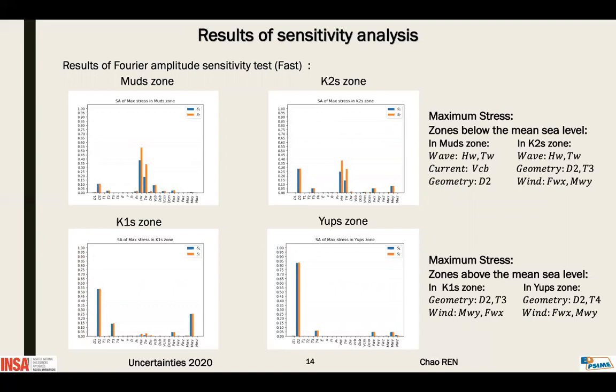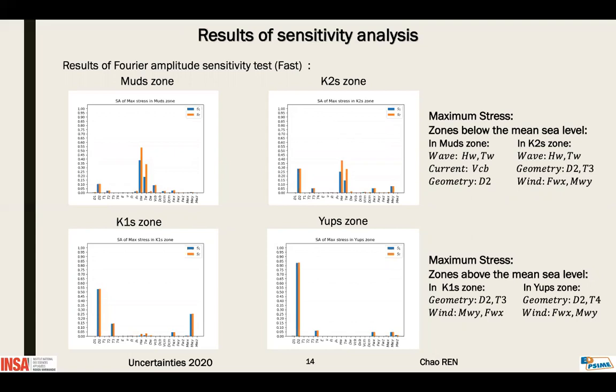And it should be noticed that a few differences can be observed between these two methods. In the Morris method, in the mud zone, wave direction has interaction with other factors, while in the Fourier amplitude sensitivity test, it's not that clear. And in the K1S zone, the wave parameters seem to have interaction with other factors in the Morris method, but not in the Fourier amplitude sensitivity test. But all in all, the results of the two methods are mostly in good agreement.